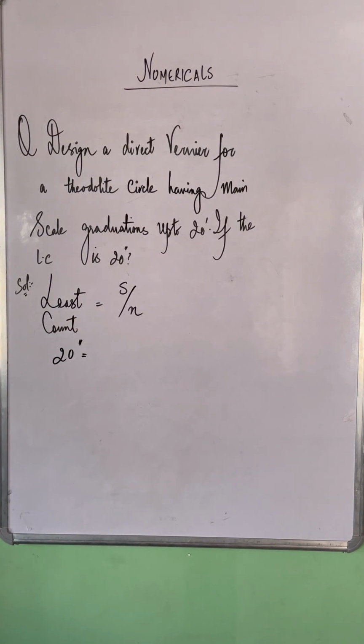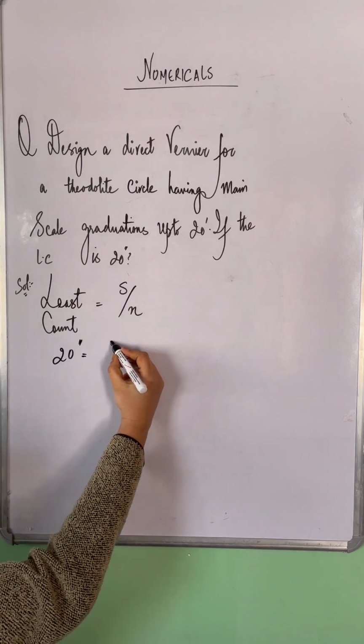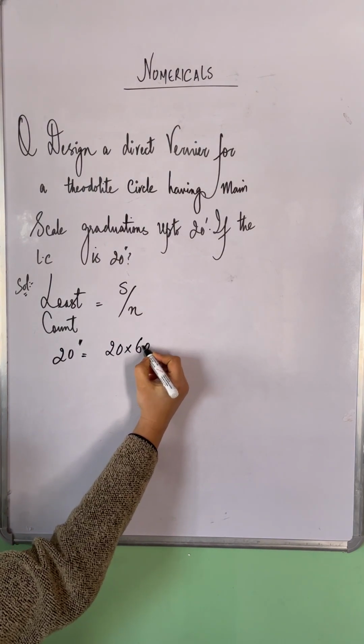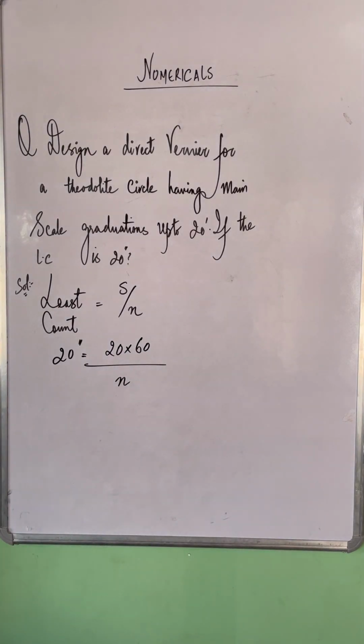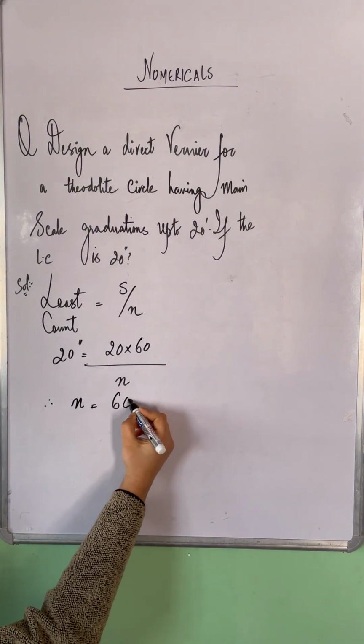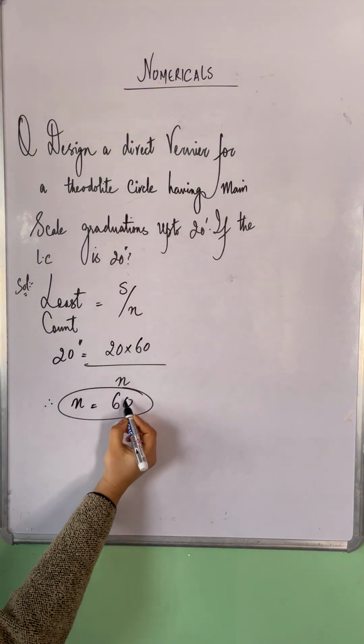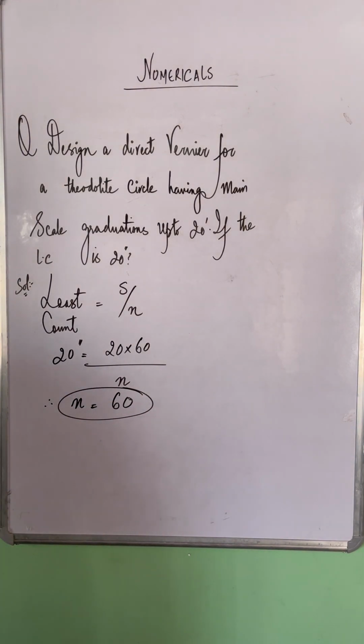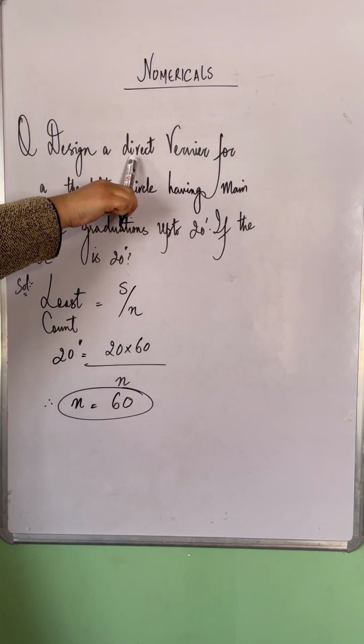What is my S? Design a direct vernier for a theodolite circle having main scale graduations up to 20 minutes. So my S is 20 minutes. I'll convert it into seconds. And N is the number of divisions on the vernier scale which we have to count. By calculations, my N will come equivalent to 60. That means I need 60 divisions on the vernier scale. We have to design a direct vernier.